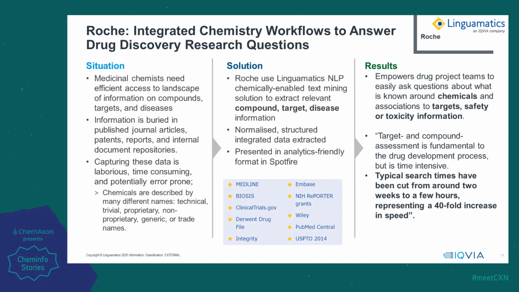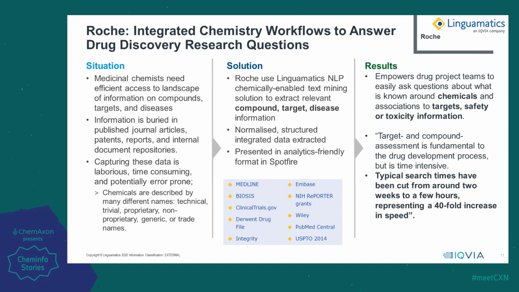So before I hand over to Andrew, I just have one use case to talk about. This was presented at one of our user group meetings by a group at Roche who've created an integrated chemistry workflow that they call Artemis to answer drug discovery research questions, specifically focused on the sort of questions that medicinal chemists need. So they need efficient access to the landscape of information on compounds and the relationship of compounds with targets and diseases. And this information is often buried in unstructured text.